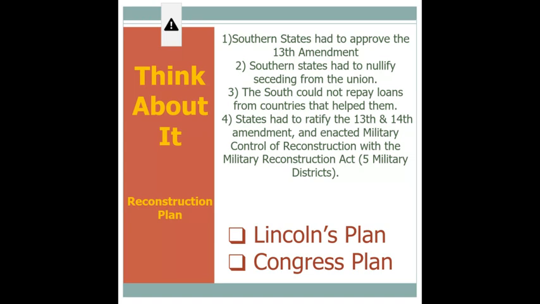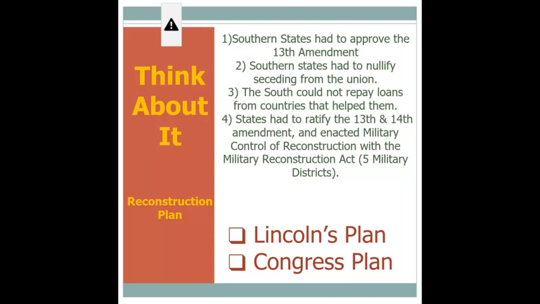Number 3, the South could not repay loans from countries that helped them. So Britain helped the Confederate States of America, thinking, if I'm going to back the North or the South, I'm going to back the people who are supplying me with cotton and making me the most money. So when Britain offered that money to them, guess what? The United States just said, you cannot pay them back. That was their choice. We are not going to pay them back for their mistake to lend you that money.